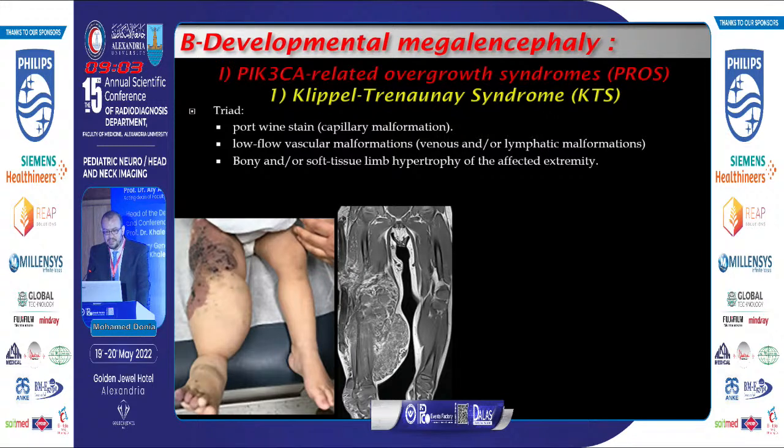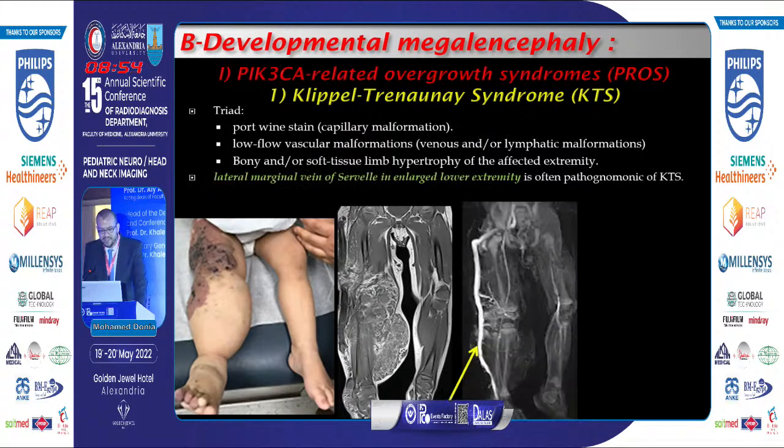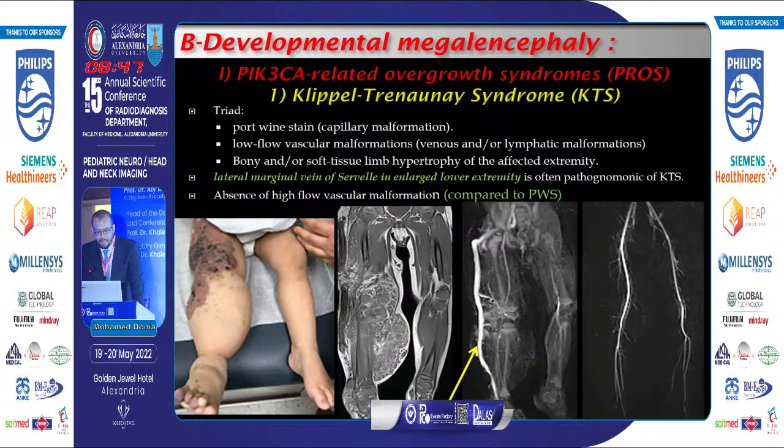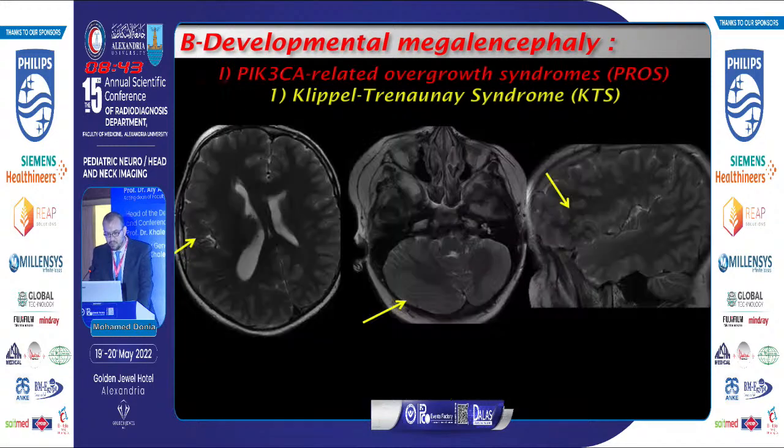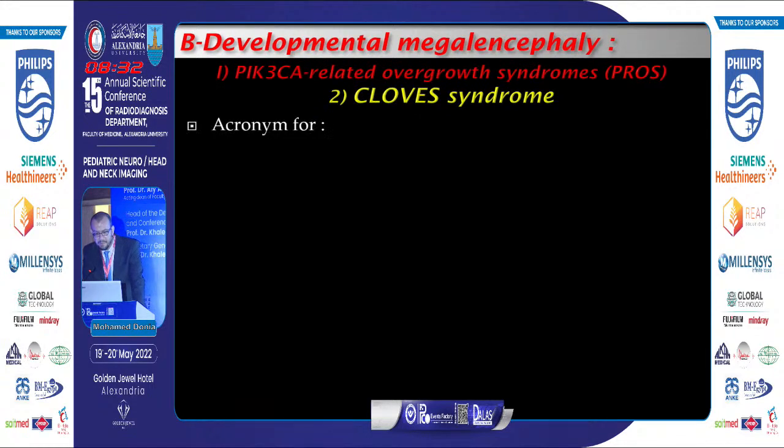Klippel-Trenaunay syndrome is a triad of port wine stain, low flow vascular malformation, and bone and soft tissue hypertrophy of the affected limb. The characteristic lateral marginal vein of Servelle in the enlarged lower limb is often pathognomonic of KTS, with absence of high flow vascular malformation compared to Parkes Weber syndrome. MR showed right hemimegalencephaly, right ventricular and right cerebellar enlargement, and frontal polymicrogyria.